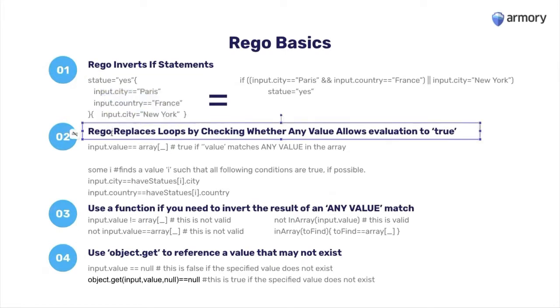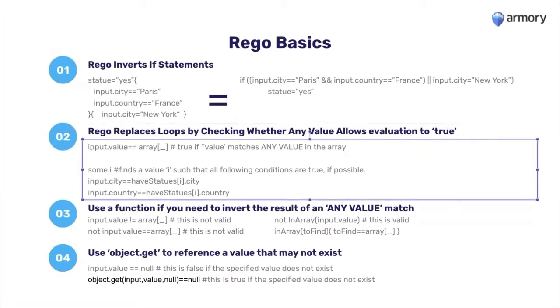The next thing I want you to understand about Rego is that it doesn't have a looping construct. You can't do a while loop, you can't do a for loop. It replaces this with a shorthand that allows you to say, does this value match any other value? At its simplest, you'll see this value equals array[_]. What that underscore means is try every single value, and this statement is true if any value in that array matches this condition. It will simply check every single thing.